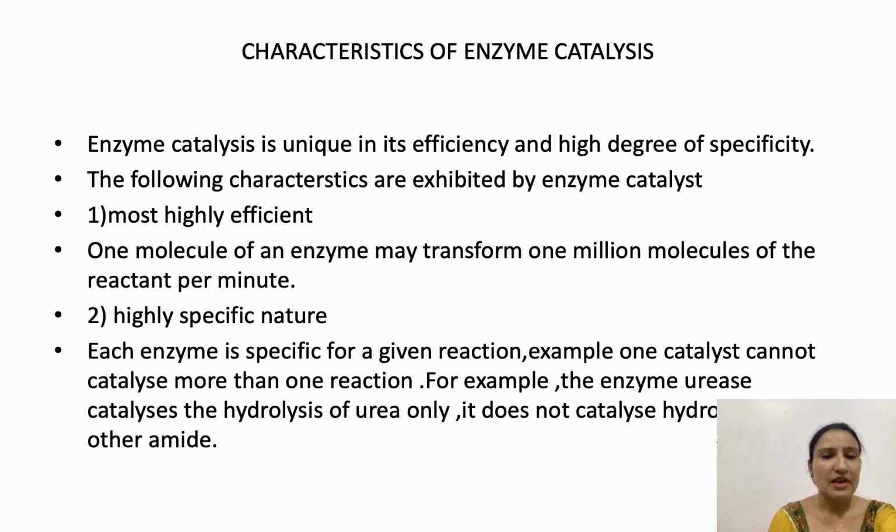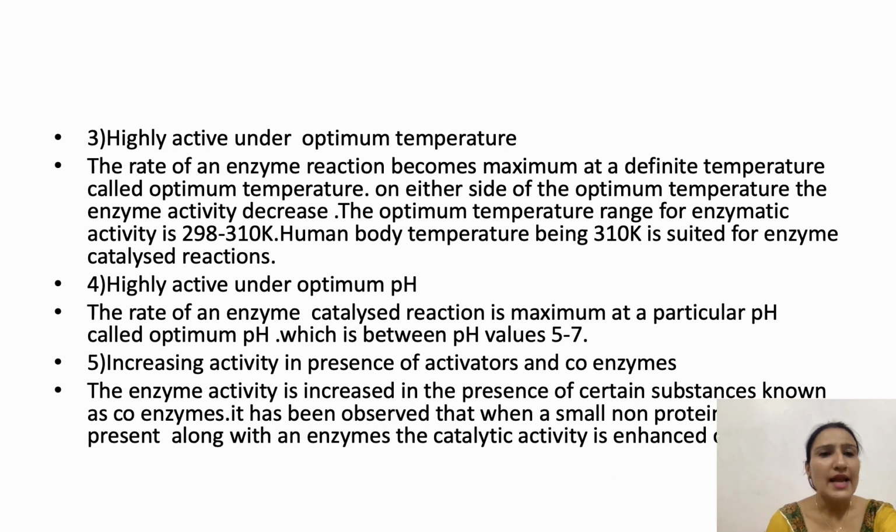Next is highly active under optimum temperature. The rate of an enzyme reaction becomes maximum at a definite temperature called optimum temperature. On either side of optimum temperature, the enzyme activity decreases. The optimum temperature range of enzymatic activity is 298 to 310 Kelvin. Human body temperature being 310 Kelvin is suited for enzyme catalyzed reactions.